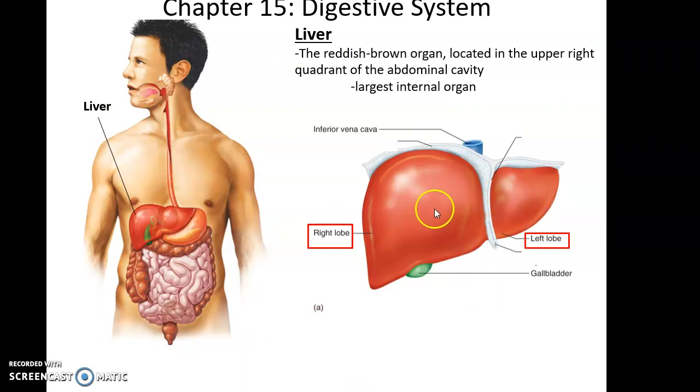The liver. The liver, as we know, is a very large reddish-brown organ. It's located primarily in the upper right quadrant of the abdominal cavity. It's the largest internal organ. It has a large right lobe and a smaller left lobe.